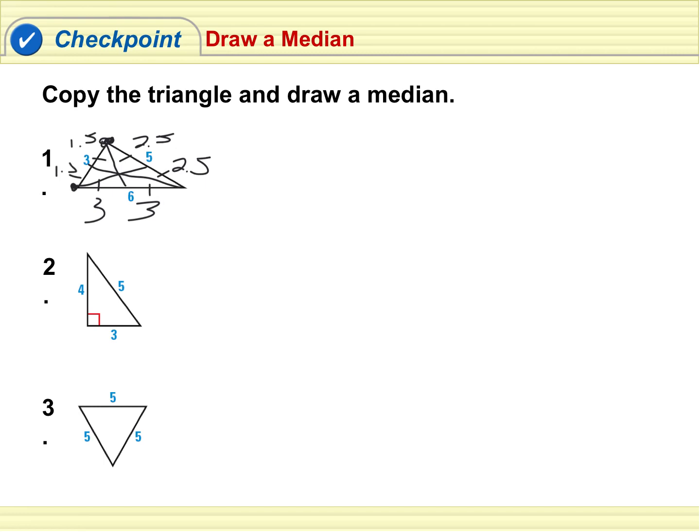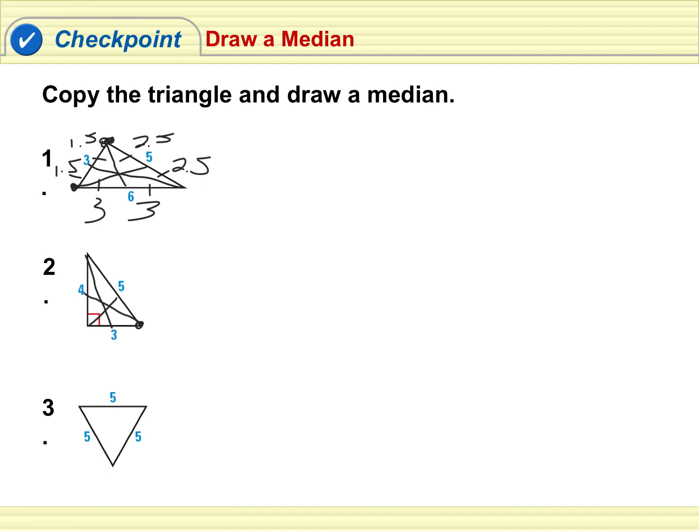Quick, do 2 and 3. From that right angle, what side do I need to go to? The 5. What happens to that side? Split into 2.5. From the angle on the bottom, where do I need to go? Across to the 4. So what do my sides turn into? 2. And then my last one, what do my sides turn into? 1.5. Good. What do you notice about number 3?